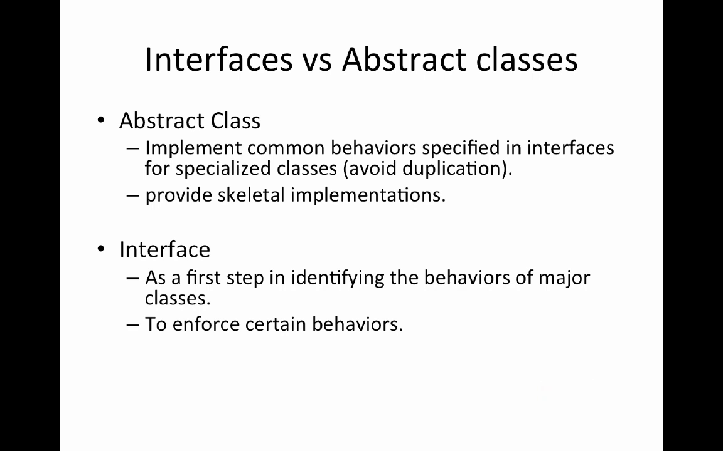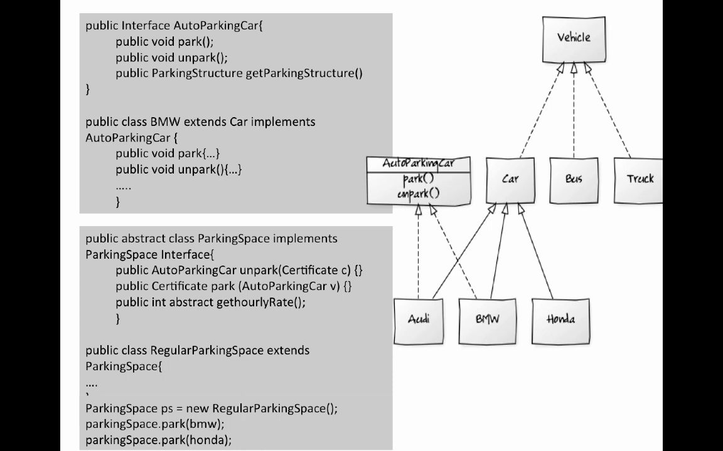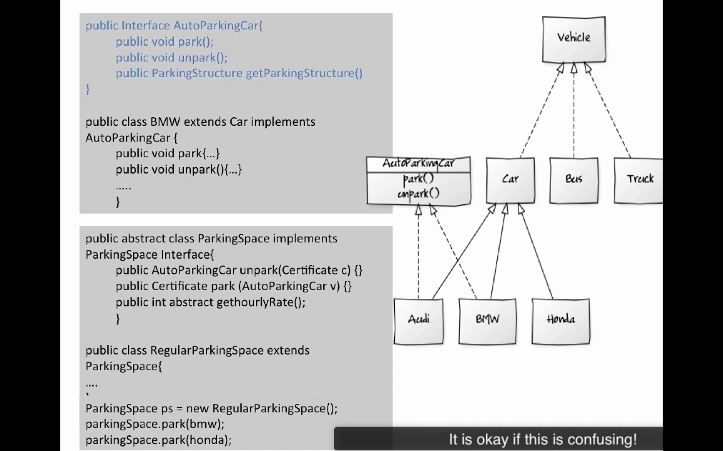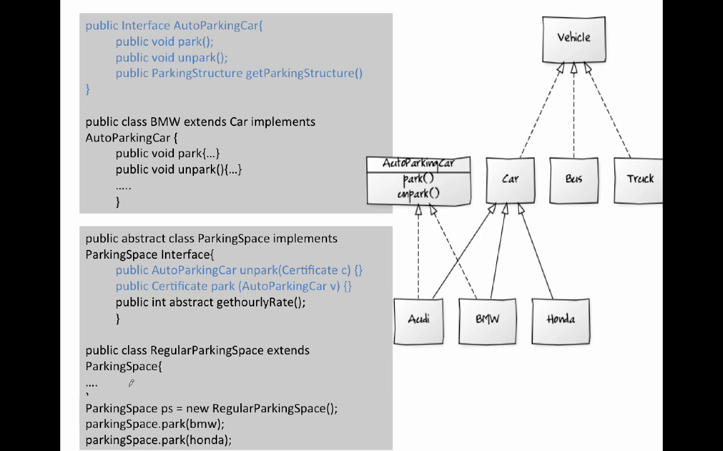For example, if I only want to work with cars which have an auto parking feature, I could use an interface to enforce this. For example, in my garage, I only want cars which have an auto parking feature. This basically means that any car that wants to park in my garage should have the ability to park and unpark on its own. So I defined this interface called auto parking car, which should have the park and unpark methods. And whoever wants to work with me would now have to implement this interface because my method only accepts an auto parking car. It just doesn't accept a regular car. So whoever wants to work with me has to implement the methods park and unpark.